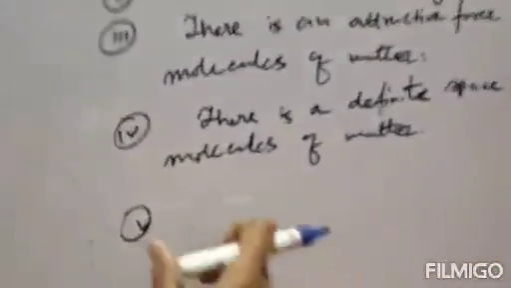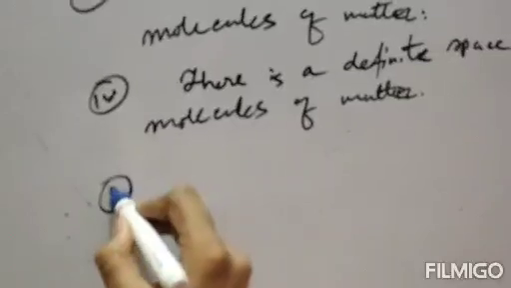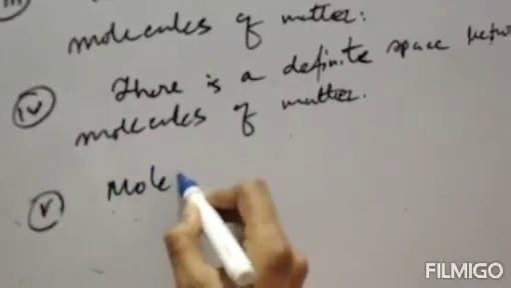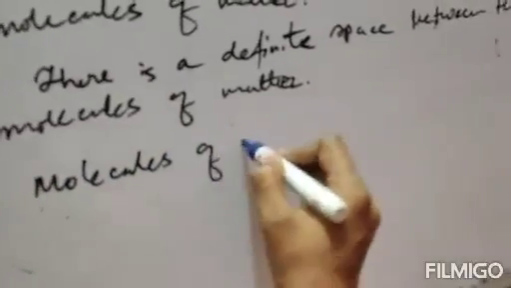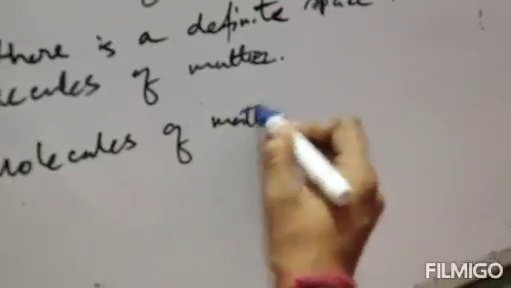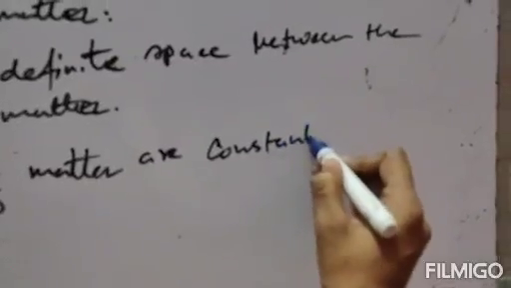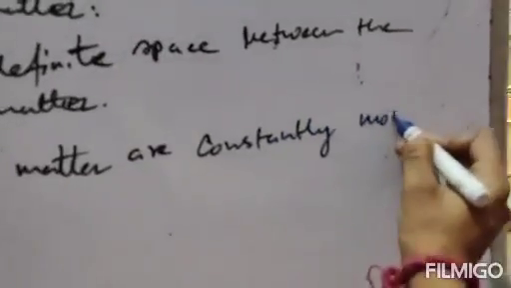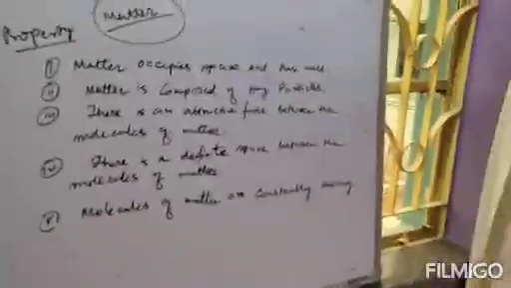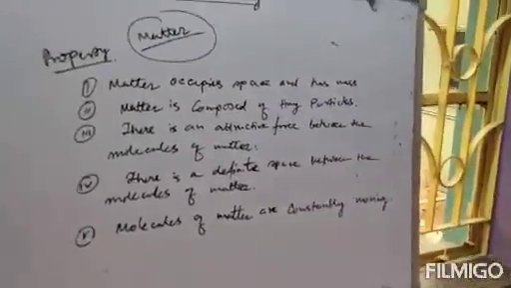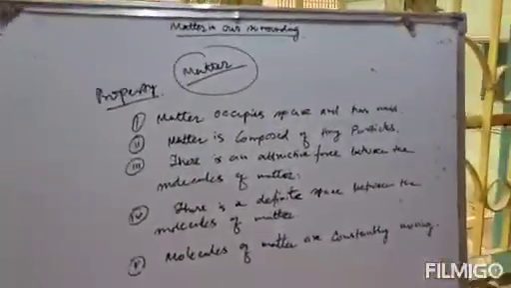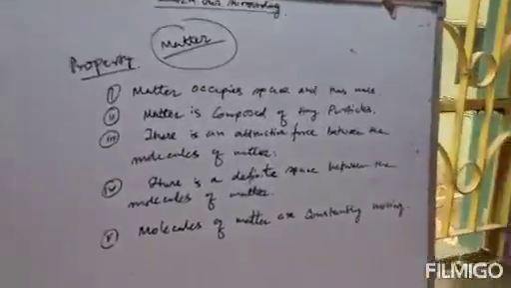Clear? So this is the property number five. The property number five is molecules of matter are constantly moving. They are not fixed. They are moving continuously. So this is all about the properties of matter.